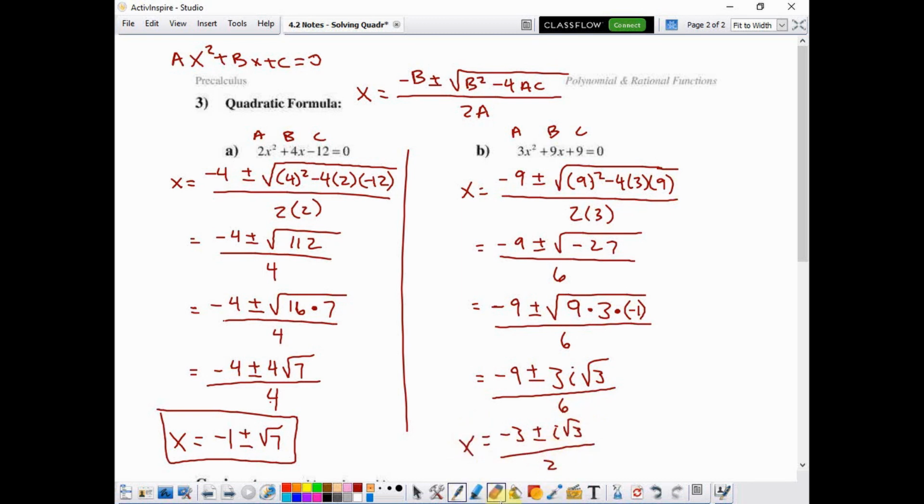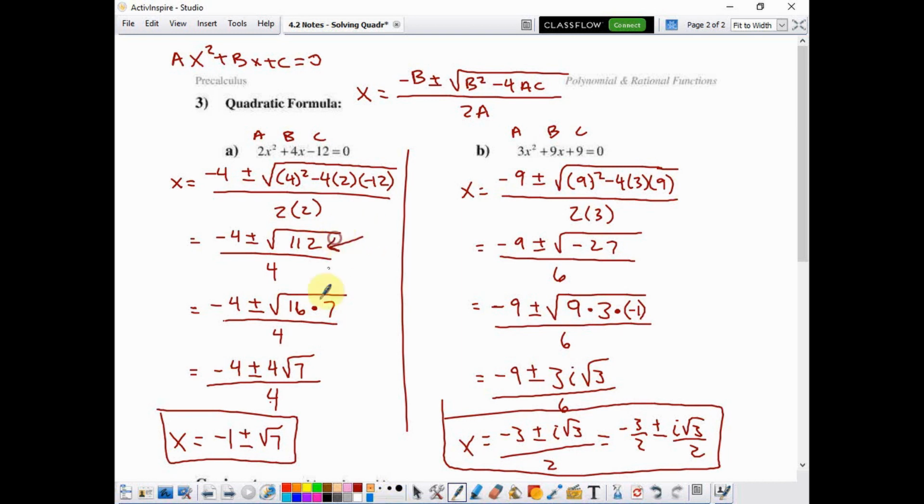I can leave my answer like that, or I can split it up into two separate fractions. Negative 3 over 2 plus or minus i times the square root of 3 over 2. So either way, together or separate, there's my two solutions. Now if we look back right here and right here, what we got under the radical, a positive number under a radical tells me I'm going to have real number answers. A negative number under the radical tells me I'm going to have imaginary answers.